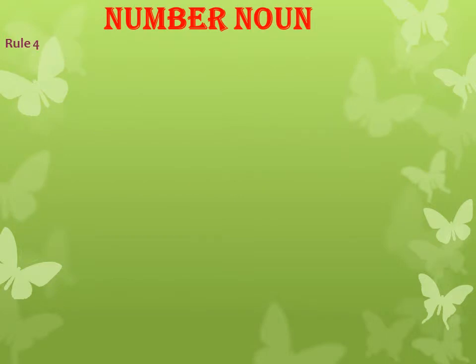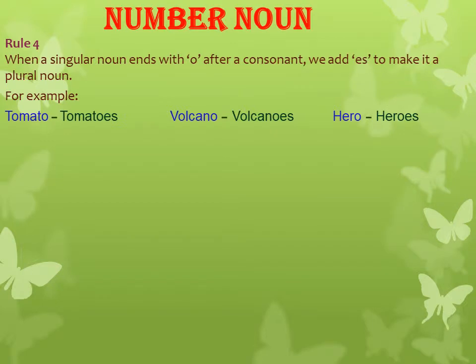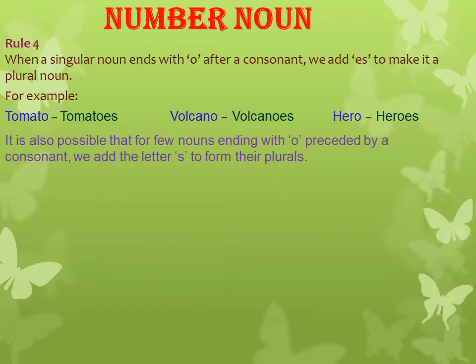Rule 4. When a singular noun ends with o after a consonant, we add es to make it a plural noun. For example, tomato, tomatoes, volcano, volcanoes, hero, heroes. It is also possible that for few nouns ending with o preceded by a consonant, we add the letter s to form their plurals. For example, piano, pianos, photo, photos.